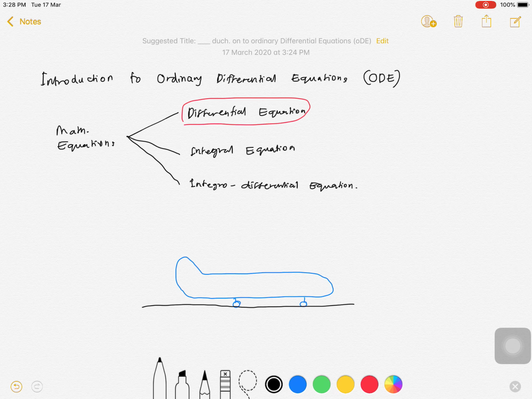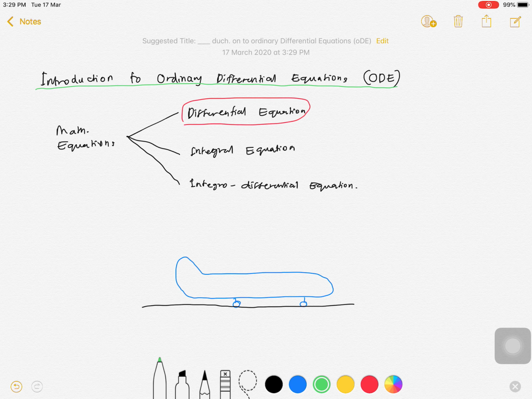So, we are going to enter a new chapter, which is chapter 10. The title of this chapter is Introduction to Ordinary Differential Equations. The short form is ODE. Before we go into the ordinary differential equations topic, let me recap the categories of mathematical equations.